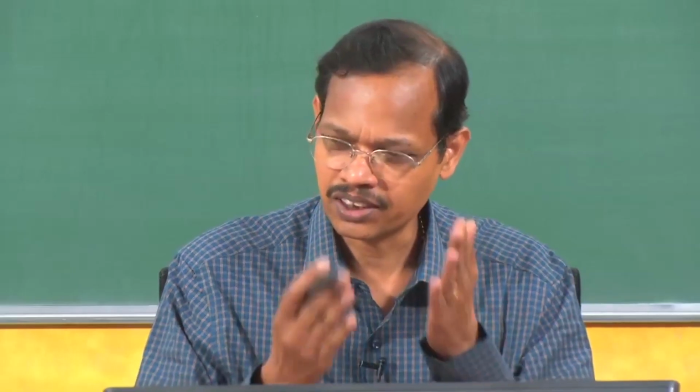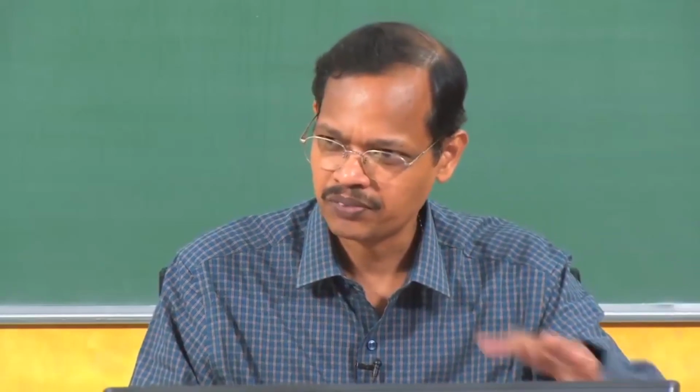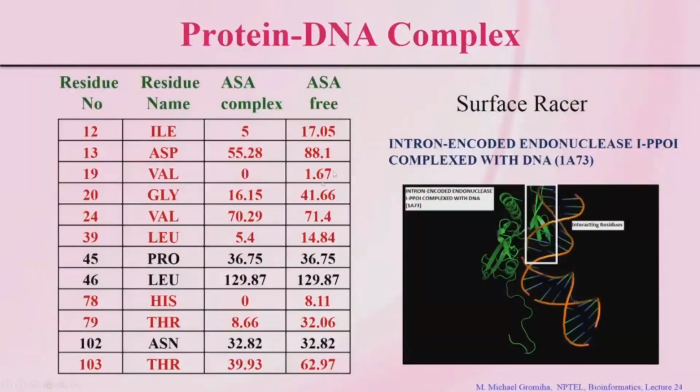Yeah, there is, because the reduction in accessibility is mainly caused by something else, in this case DNA. Because of the presence of DNA, the accessibility is reduced from the unbound state to the complex state. Fine. How to do this?